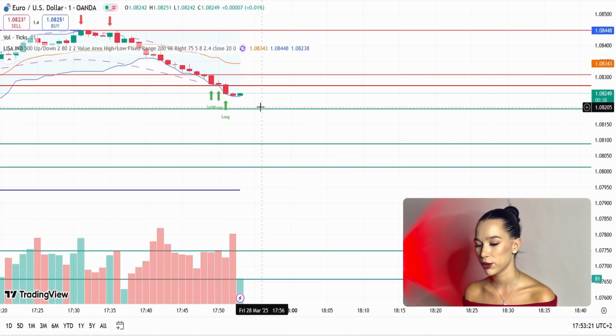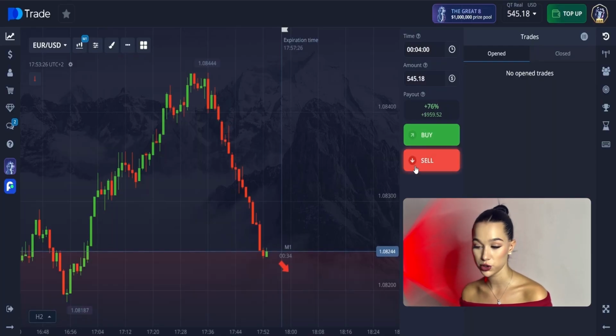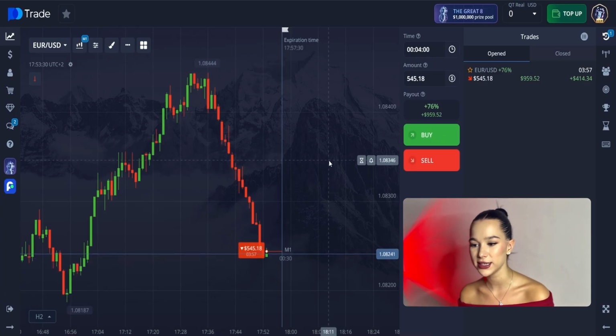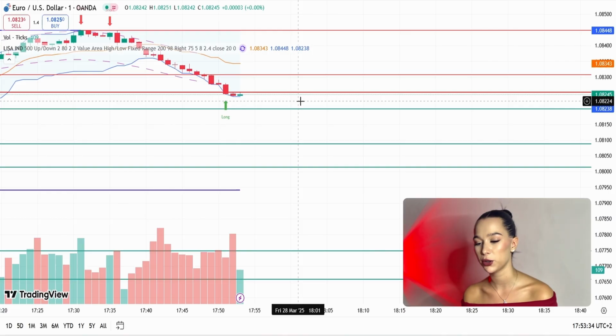So guys, here we waited for a little bit of time and we still open here sell trade for 4 minutes also, even though for someone it would be like, Lisa, why you did it? We can see a green candle there, so it indicates about the reversal. But guys, now I will explain you why it's wrong.